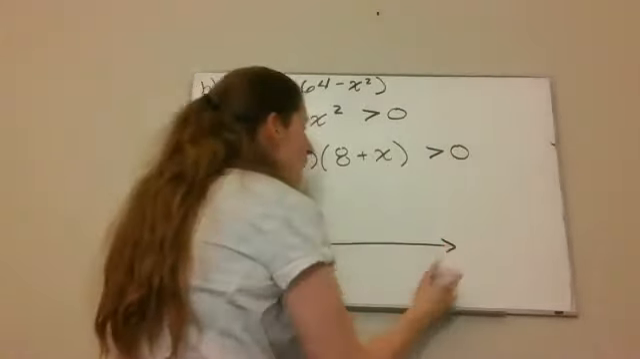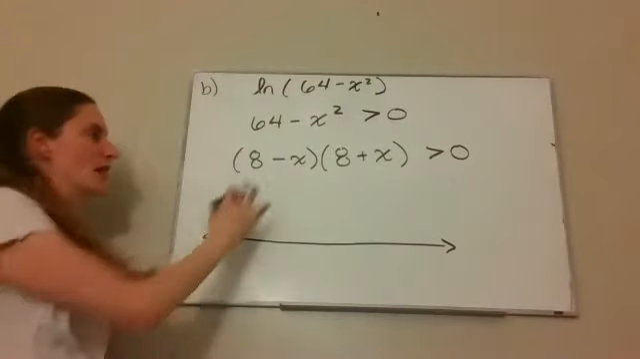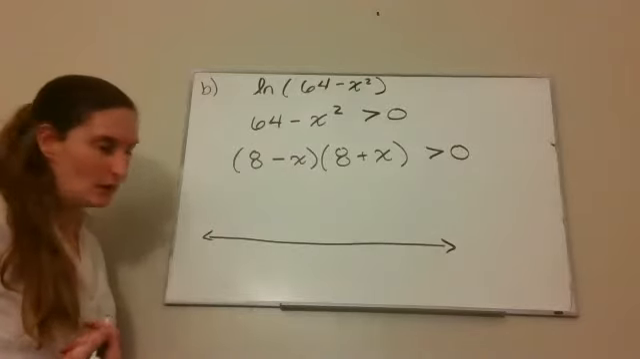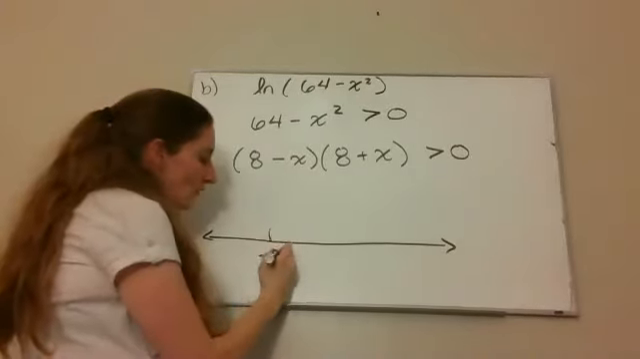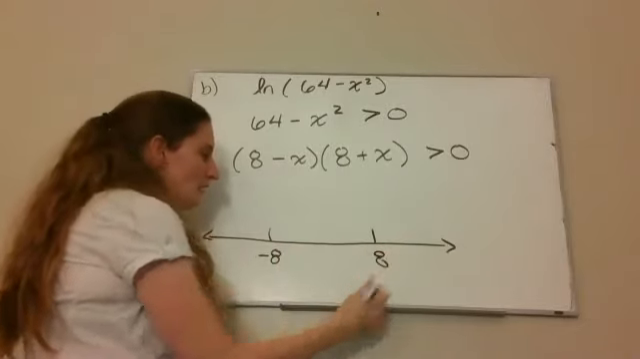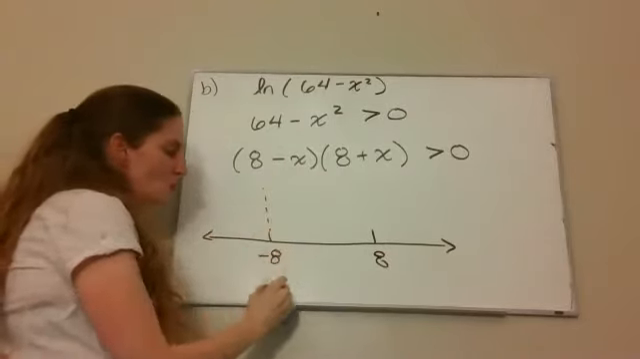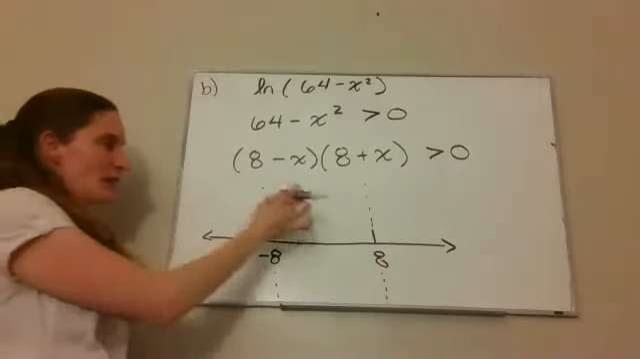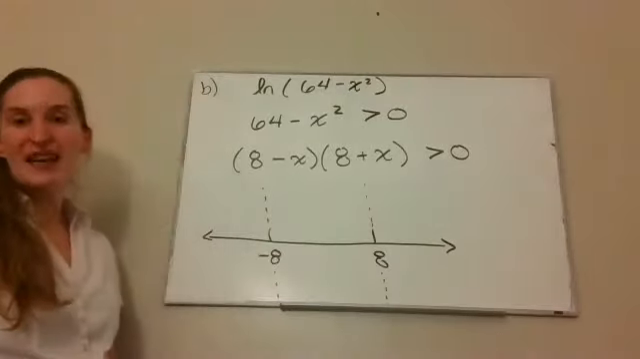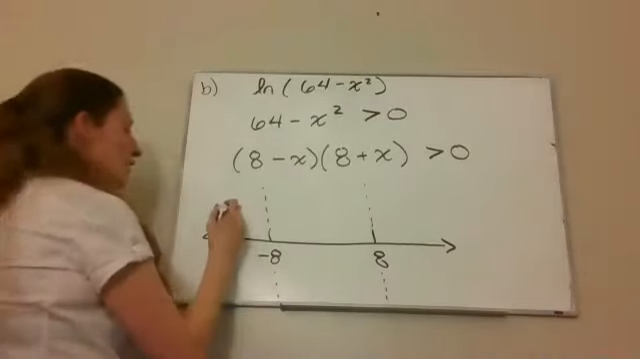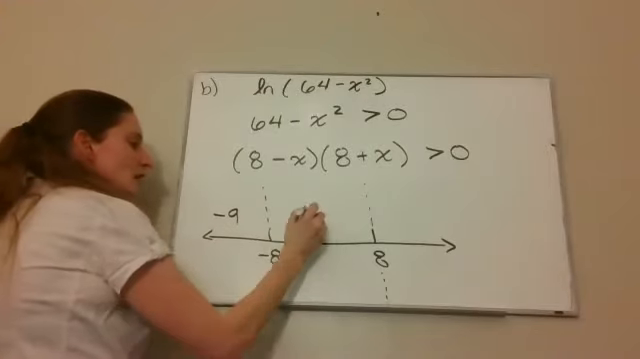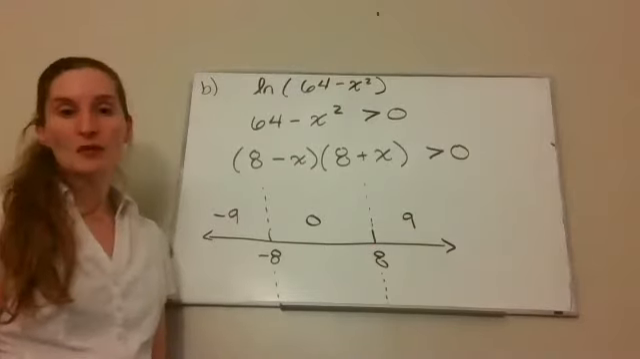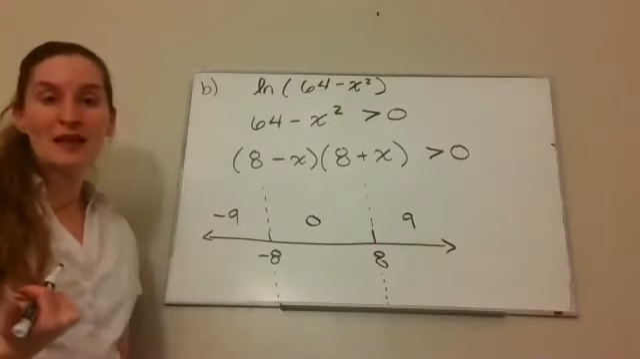What are the values that would make this equal to 0? Well, x equals 8 or x equals negative 8 would make this equal to 0. So I'm going to put those values on a number line and see how those values chop my number line into 3 pieces. I'm going to test the value in each of these 3 pieces to see if my inequality is true or not. So over here I'm going to use negative 9. In the middle I'll use 0. And over here I'll use 9. It doesn't matter what numbers you use as long as you're choosing one from each piece.